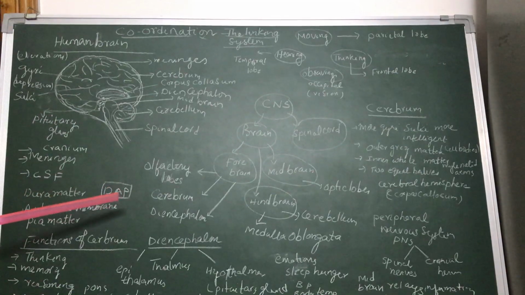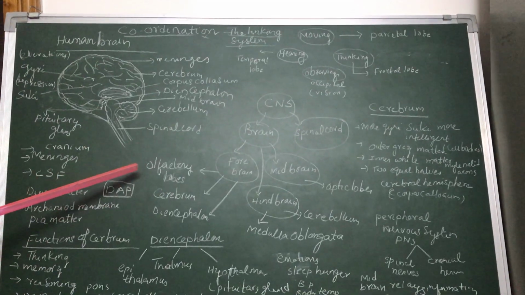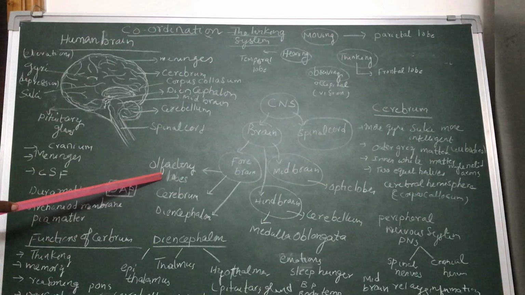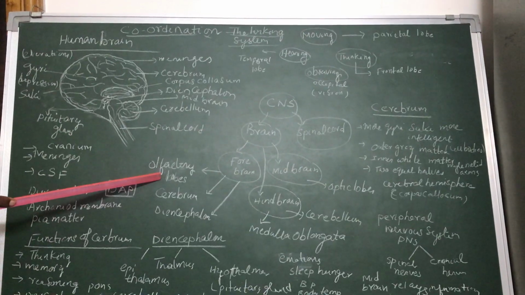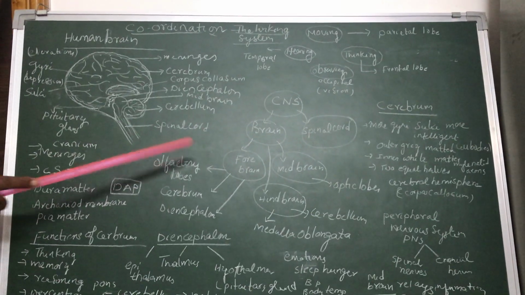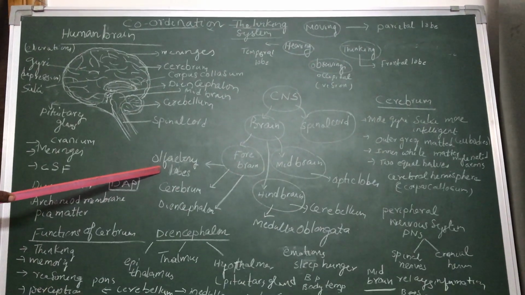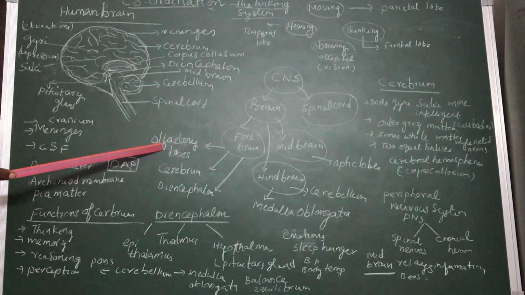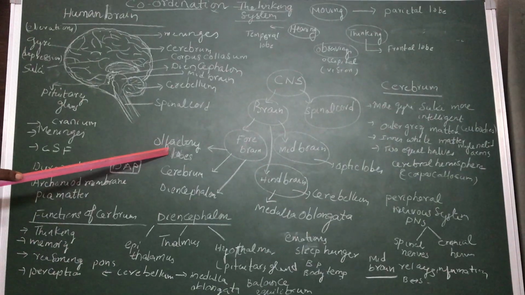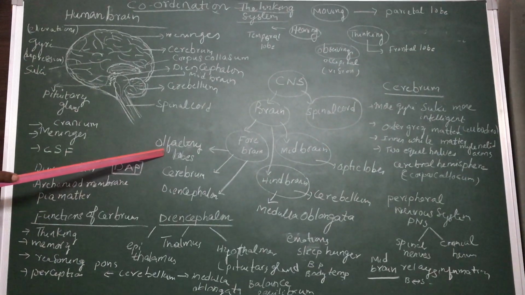On the ventral surface of the cerebrum, you see some specialized lobe-like structures called olfactory lobes. We cannot see these olfactory lobes in the dorsal view, only in the ventral view. These olfactory lobes are very important. They are the center for smell.